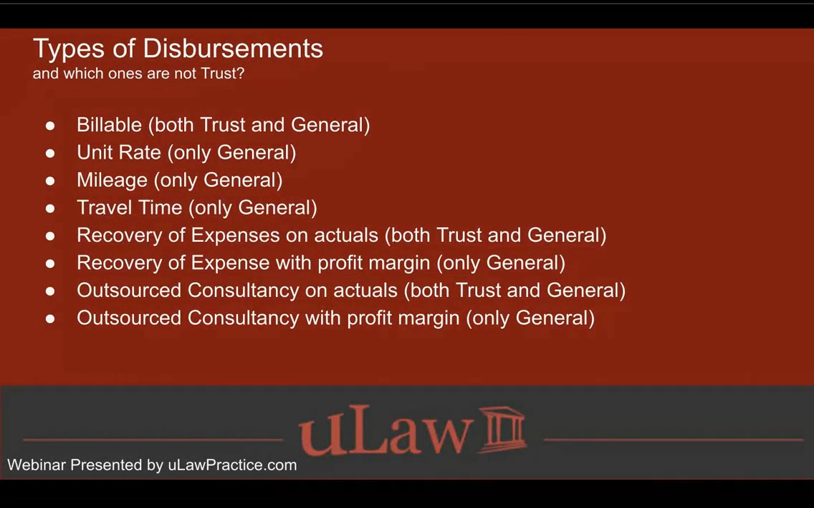And there are some disbursements that are in nature of unit cost that are mostly photocopies. And then there are some with travel time, kilometers, mileage, whichever ones that you're using for your transit to meet the client or wherever needed. Sometimes you have hotel expenses, recovery of expenses with actuals or profit margin. So respectively, you could use them.